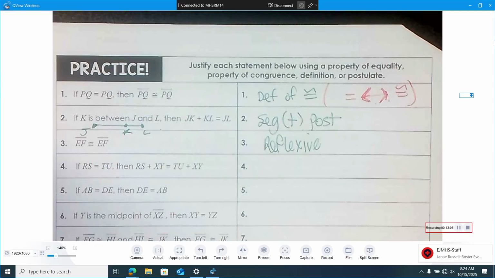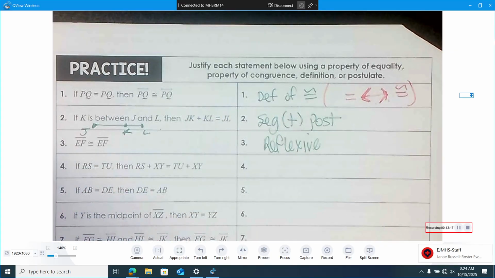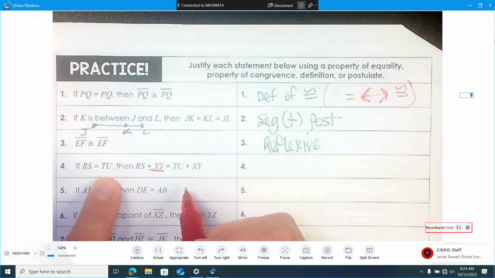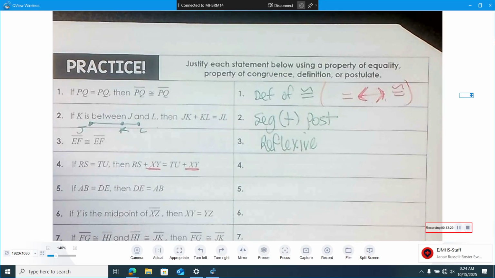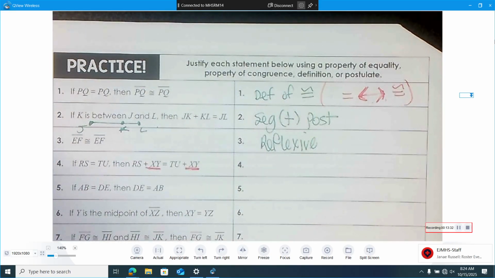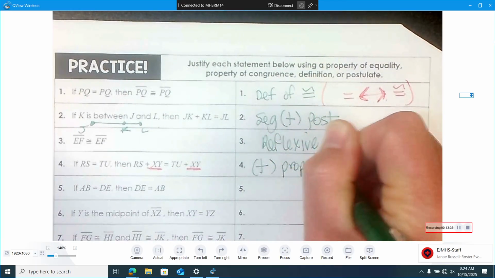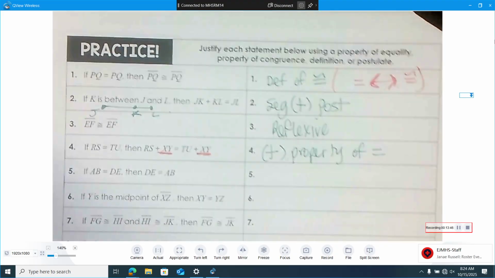Okay. Let's see. Looking at number 4, I have this statement that RS is equal to TU. So I have the lengths of two little segments that are the same. And then, what did they do? They took our RS and they added an XY to the left. They took the TU and they added an XY on the right. What did they do there? Yeah, they just added the same thing to both sides. That is the addition property. They added the same thing to both sides, the addition property of equality, if you wanted to be really formal.